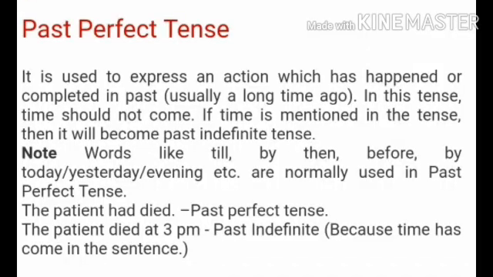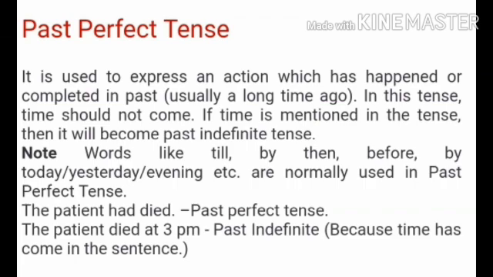Now come to past perfect. What is the meaning of perfect? Perfect means completed. When we talk about past perfect tense, we can say it is used to express an action which has happened or completed in the past, usually a long time ago. In this tense, time should not come. If time is mentioned in the sentence, then it will be past indefinite tense.